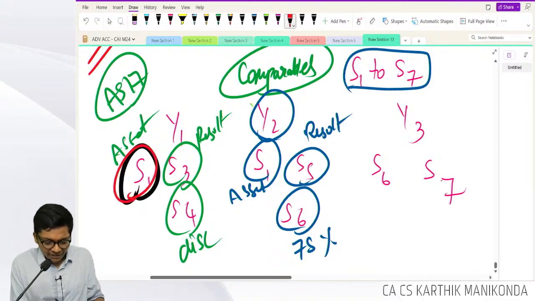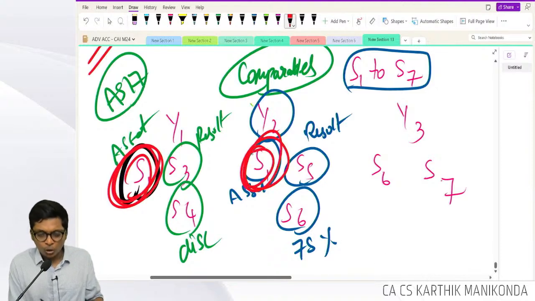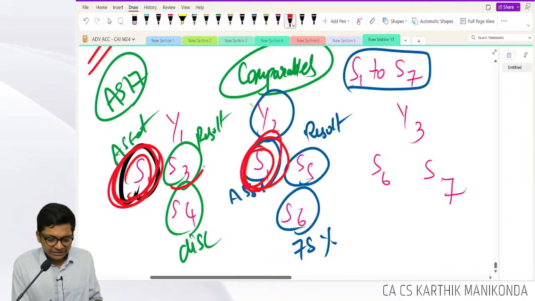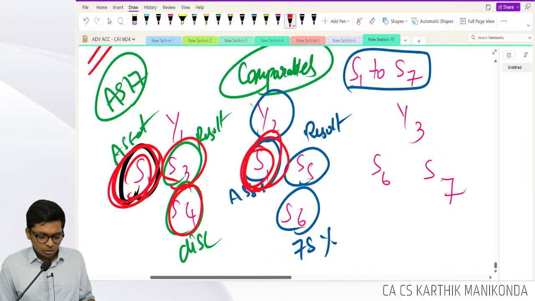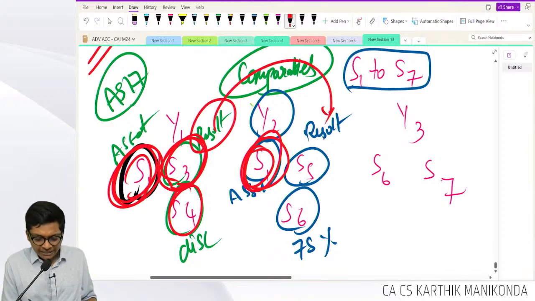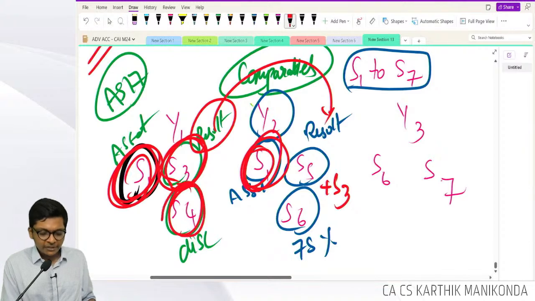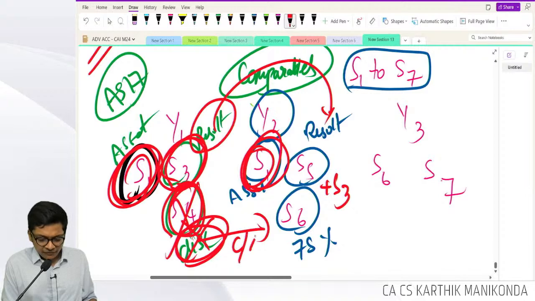So segment 1 is there in year 1, it's there in year 2 also. Good. But segments 3 and 4 are there in year 1 but not there in year 2. How do I account for year 2? The segment 3 result test will automatically come here. So plus segment 3. But segment 4 discretionary test will not be carried forward to the next year.